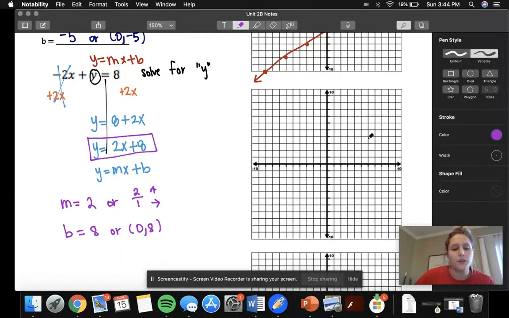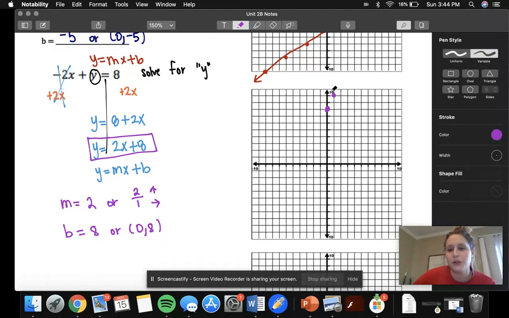All right, so first I am going to go ahead and begin. So here's my y-axis. I'm going to plot 0, 8. All right, now I am going to put my pencil on the y-intercept, and I am going to use my slope to plot more. I'm going to go up 2, right 1.